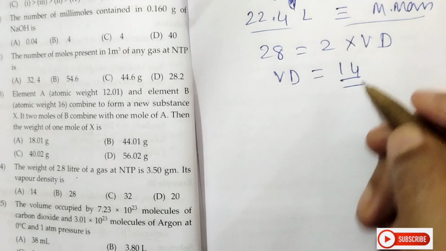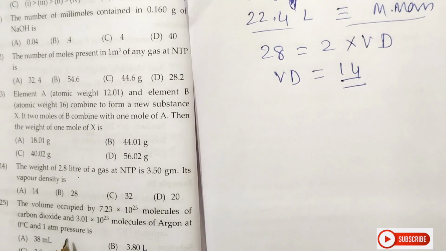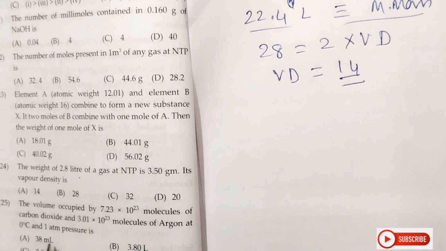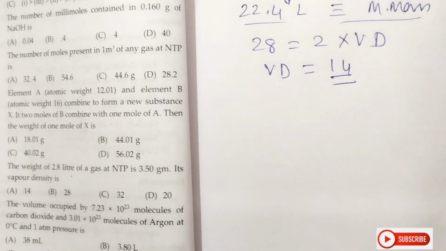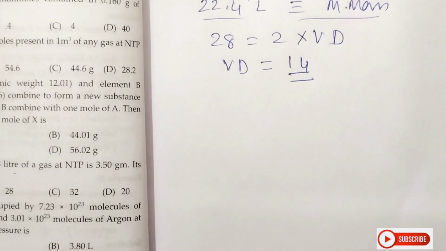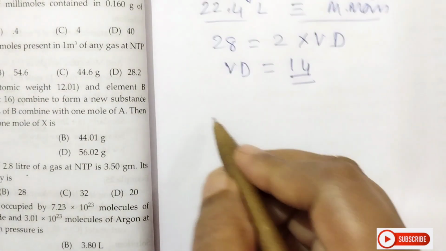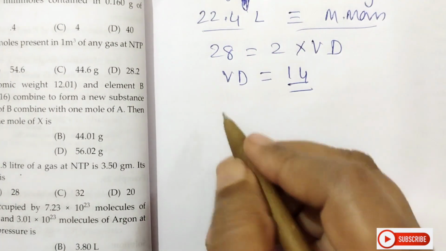Let's see the next question. The volume occupied by 7.23 into 10 raised to 23 molecules of carbon dioxide and 3 into 10 raised to 23 molecules of argon at 0 degree Celsius and 1 atm. Total volume they want. So to calculate the volume, we have the standard equation: if I get the number of moles and multiply that by the standard value 22.4, I can get the total volume. So let us first calculate the number of moles.